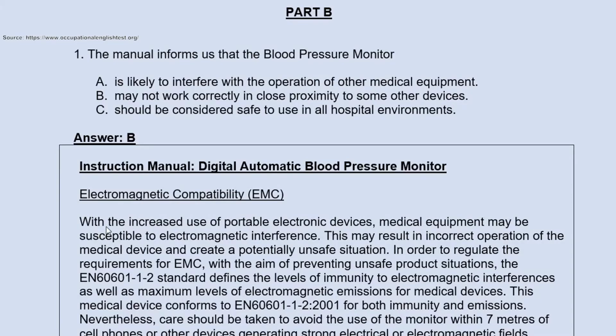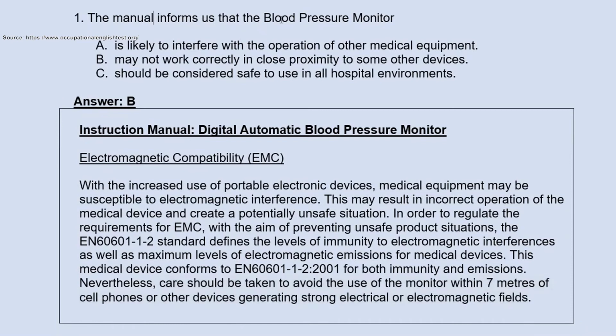Question number 1 in part B. The manual informs us that the blood pressure monitor, here the answer is option B, may not work correctly in close proximity to some other devices. As we go through the paragraph, we can see that with increased use of portable electronic devices, medical equipment may be susceptible to electromagnetic interference. This may result in incorrect operation of the medical device and create a potentially unsafe situation.